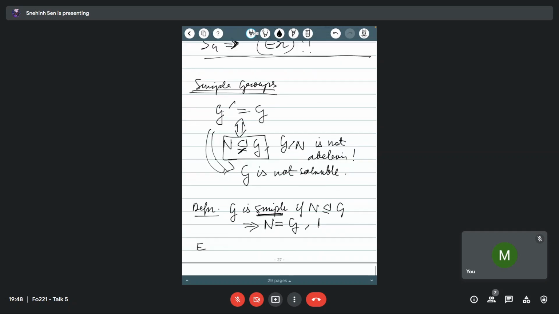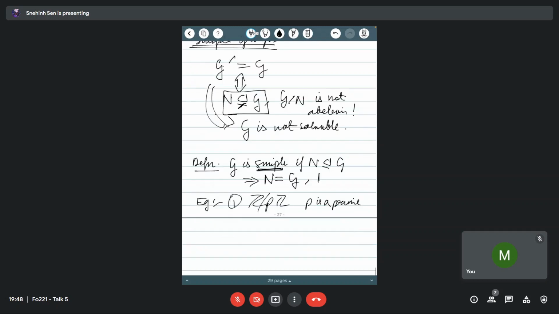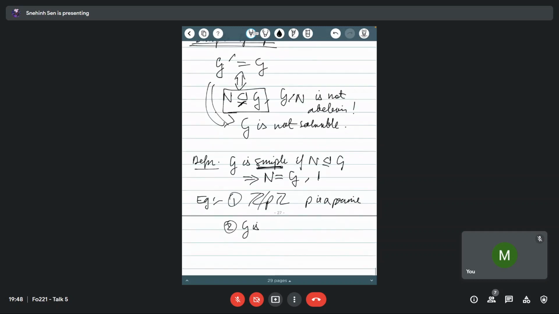So let's look at a few examples to make sense. Z mod pZ, where p is a prime. There are only two subgroups, so of course there are only two normal subgroups. In fact, if G is abelian and simple, that implies G is isomorphic to Cp, or Z mod pZ, where p is a prime. And I am assuming again that G is not equal to the trivial subgroup. That's a bad case.